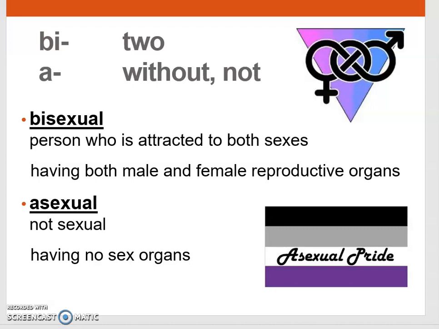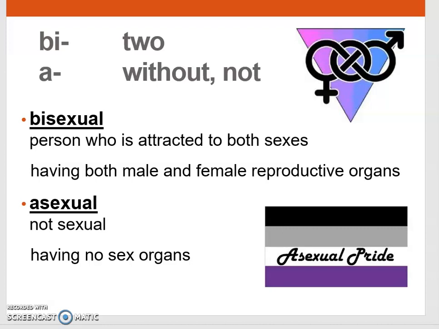And as well with asexual, meaning non-sexual. Some people just have no interest in it for whatever reason, and they have their own flag, the asexual pride flag. And so I think that's kind of cool. We've depicted it here. Bisexuality is sort of depicted in that diagram in the upper right corner. So once again, asexual, not sexual, or not interested in it.